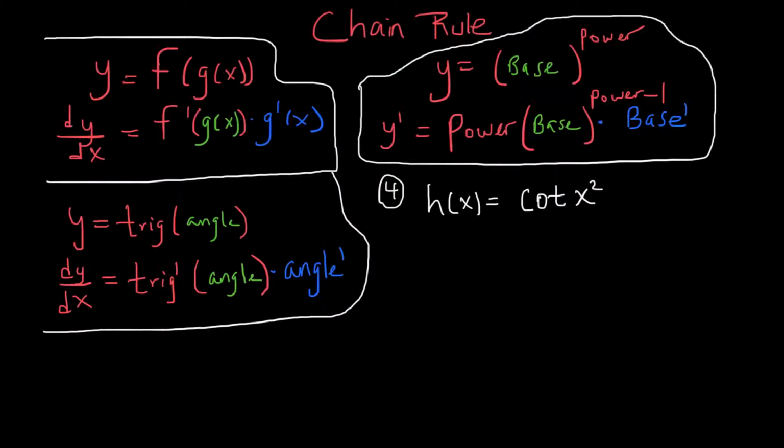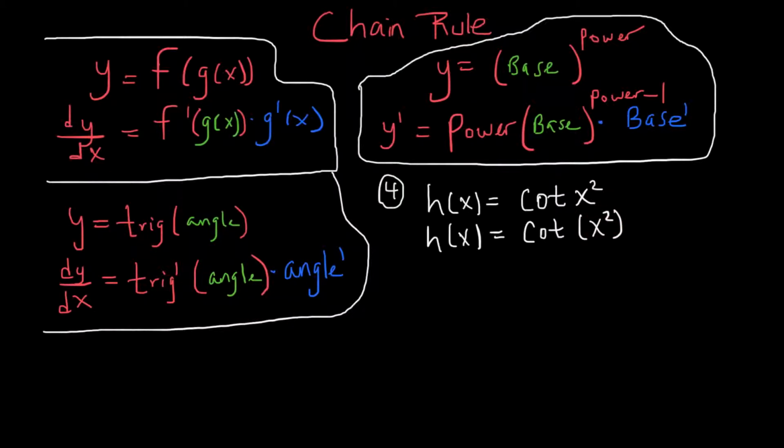And we can make it clear by writing out h of x equals cotangent of x to the second. And when you do that in parentheses, then it's more legible that the angle is x squared. And so cotangent is the outside function, and x to the second is the angle. So we should be using this rule here. The trig is the outside function, and your angle happens to be x to the second.